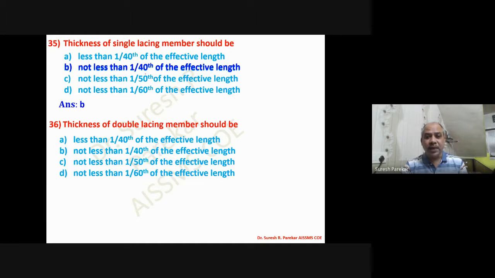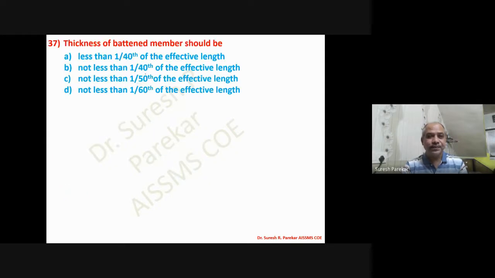Now the thickness of the double lacing member should be not less than 1/60. So we have 1/40 for single lacing, 1/60 for double lacing, and 1/50 for battening. So we have option as D.